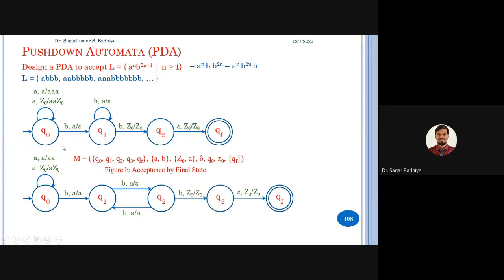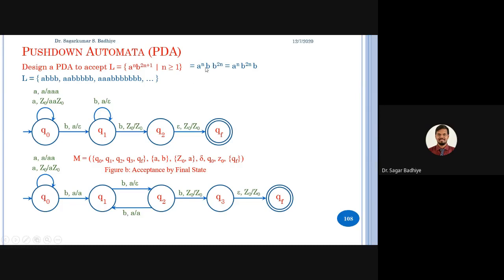Okay, then the same automata can be designed in another way that we have already seen for a power n, b power 2n, and we'll be just pushing one A and we'll pop one A when we read two B's, right? Like this. So the first logic will be the same. If you get an A, push a single A. Here we have pushed two A's. Here we'll be pushing a single A.